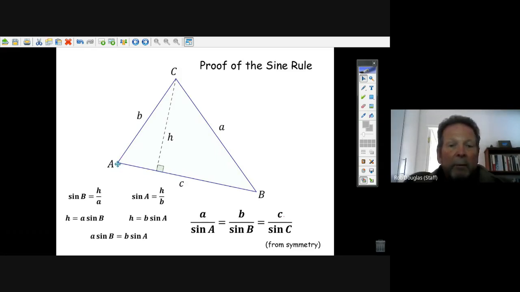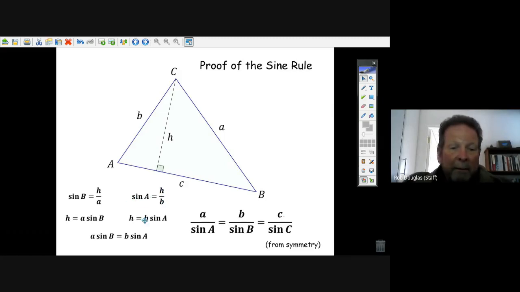We know about trigonometry. In this right-angled triangle here, the sine of A is the opposite, which is h, over the hypotenuse, which is b. So the sine of A is h over b. The sine of B is the opposite h over this hypotenuse, which is a. So we've got two ways of getting it: sine B is h over a, and sine A is h over b.